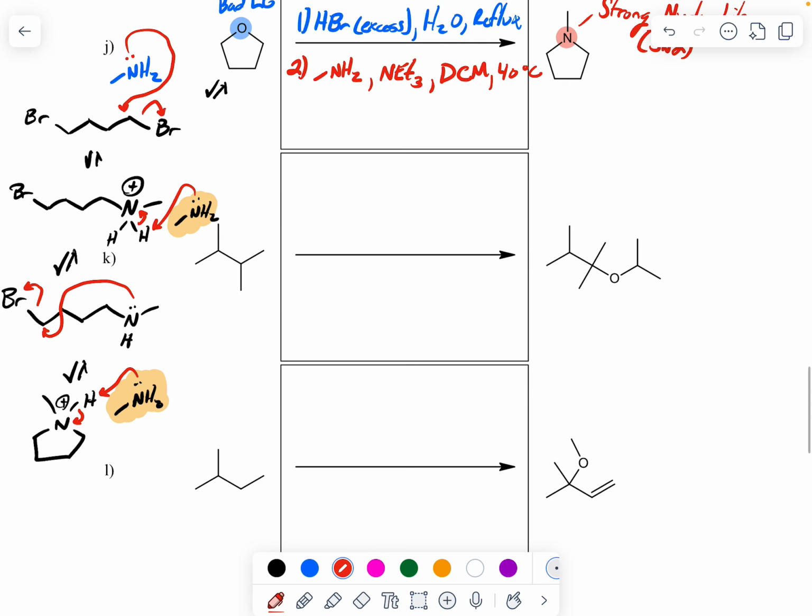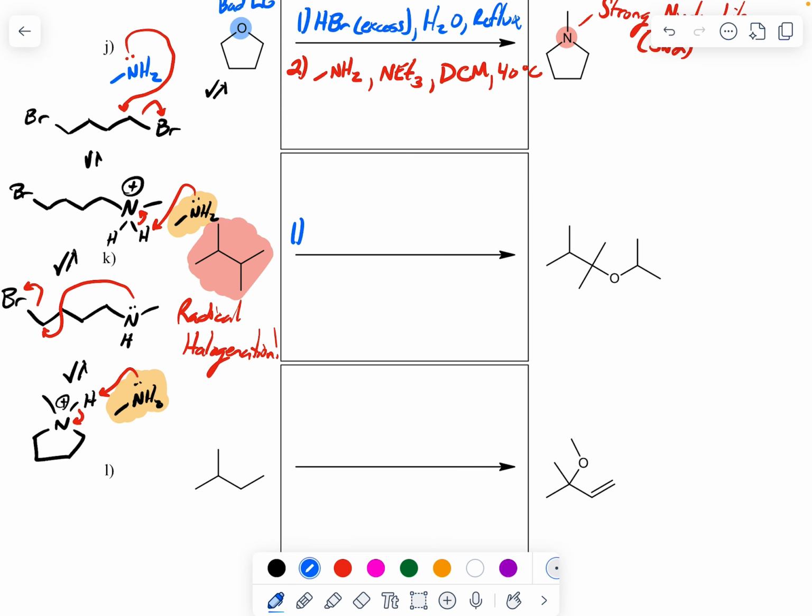All right, so for K, we start out with an alkane. Anytime you see an alkane as your starting material, keep in mind there are no specific reactions we can do on this except for one. This tells us we must do a radical halogenation.